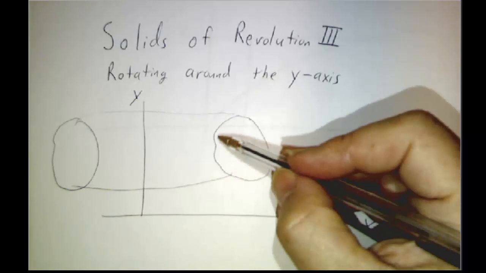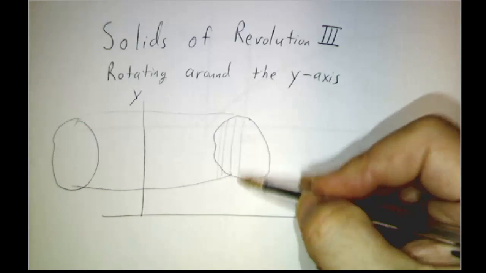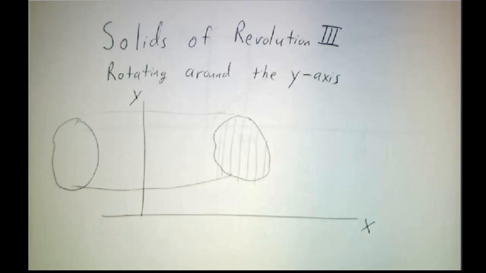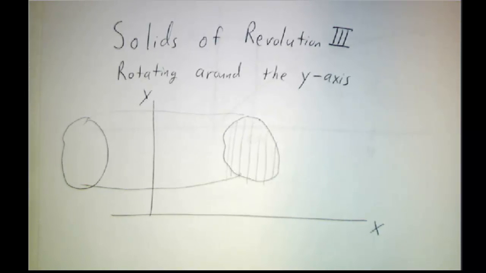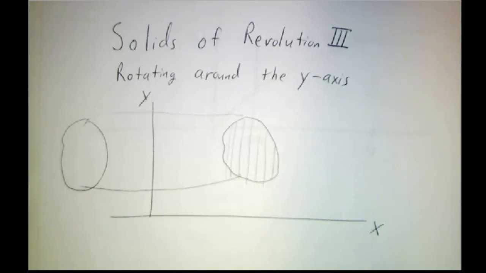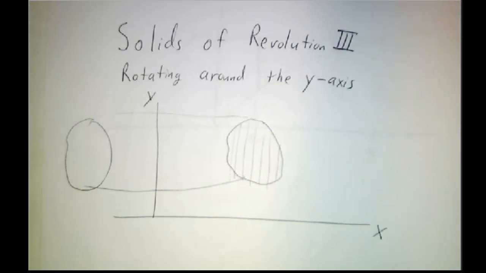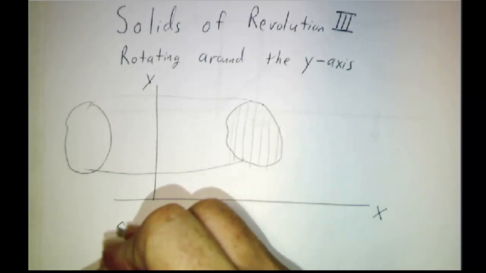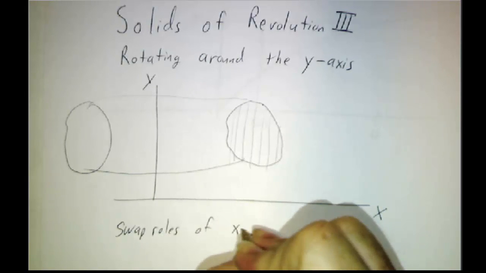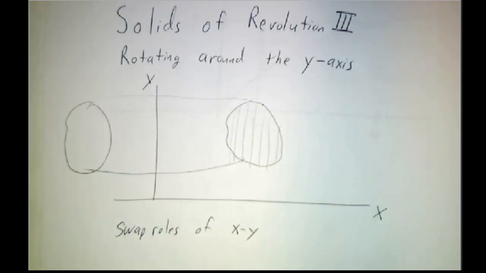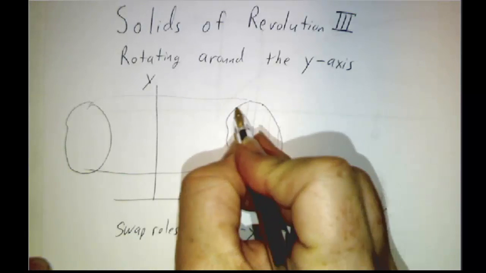Now, slicing vertically as we're used to doing can be done, but it results in a very complicated integral. This is called the cylindrical shell method. Instead, that's not the best way to do it usually. The best way to do it is just to swap the roles of x and y. So instead of slicing vertically, we're going to slice horizontally.